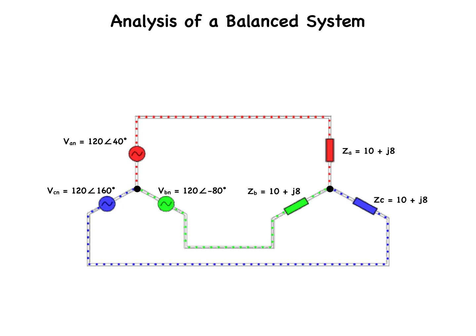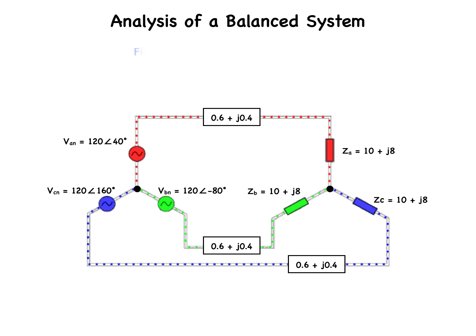If the line impedance is 0.6 plus j0.4 ohms, our task in this problem is to find the line currents and load voltages.